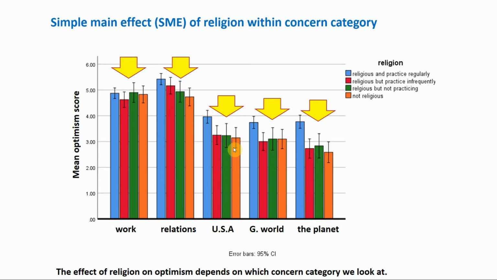All right. So looking at these two tests of simple main effects, I would say this is the one where we're going to see differences, where we see pattern changes. It's looking at the simple main effect of religion within concern category. And we would conclude, because we will find differences here, that the effect of religion on optimism depends on which concern category we look at.